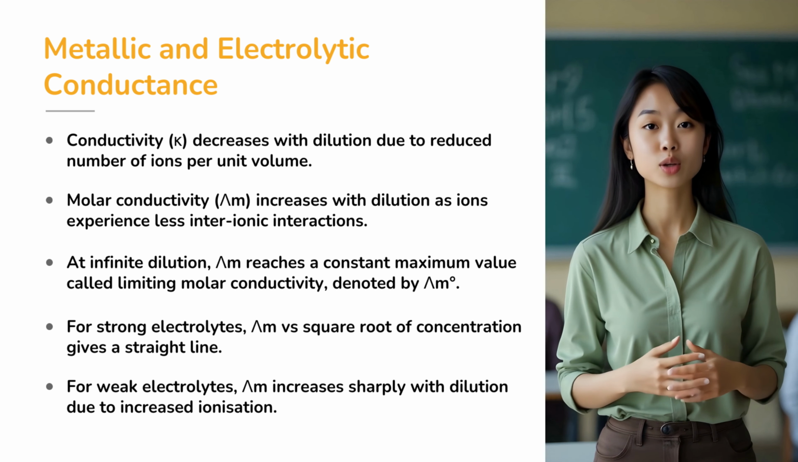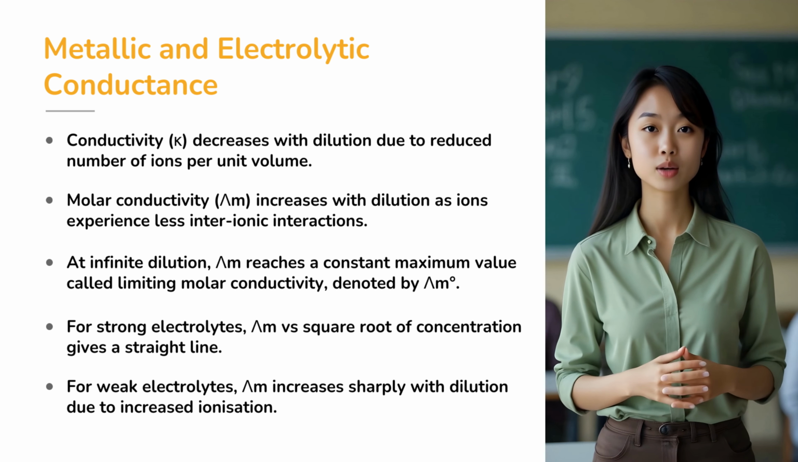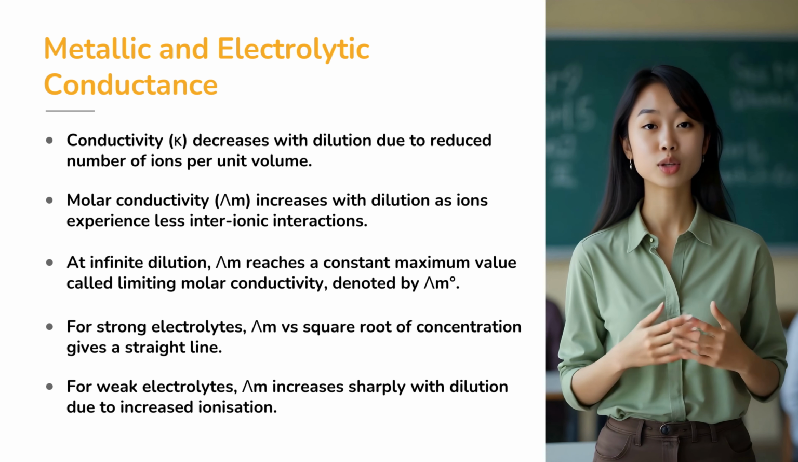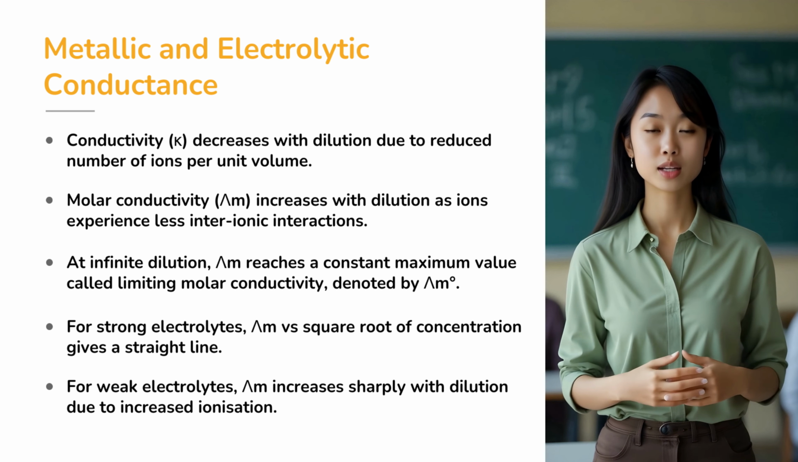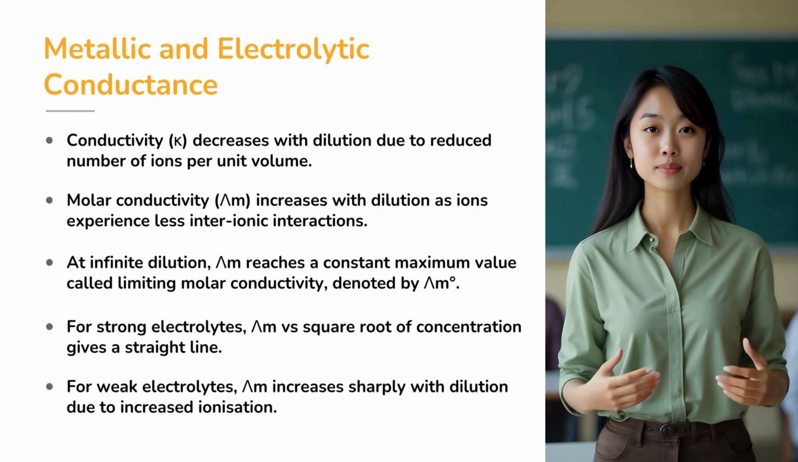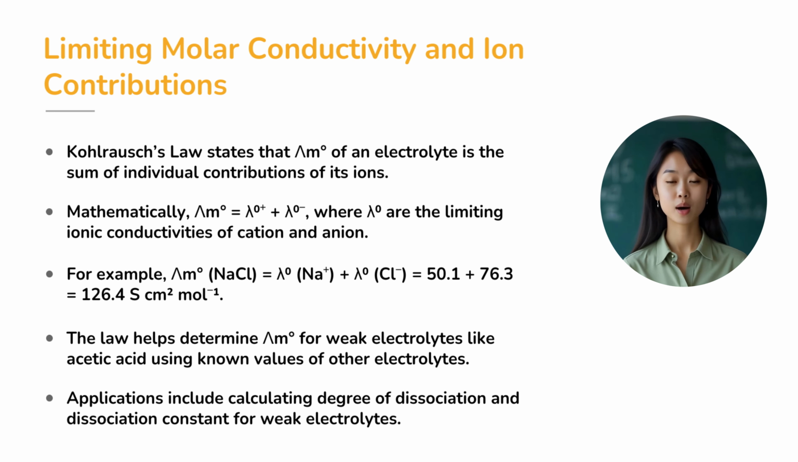For strong electrolytes like sodium chloride, a graph of molar conductivity versus square root of concentration gives a straight line. For weak electrolytes like acetic acid, the curve rises steeply with dilution due to greater ionization. Kohlrausch's law gives us a powerful insight into ionic mobility. It states that the limiting molar conductivity of an electrolyte is the sum of the individual contributions of its cation and anion when the electrolyte is infinitely dilute.